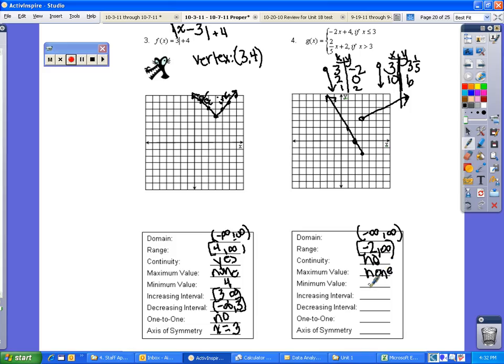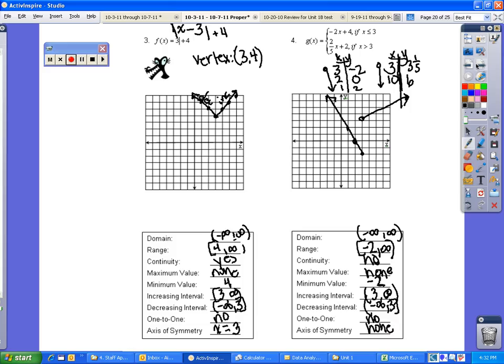The minimum value is at -2. It is increasing from 3 to infinity. So you're going to, again, open interval from 3 to infinity because of the open circle. There we go, 3 to infinity. Decreasing here from -infinity to 3. And this time you do want to include 3, so that's where you're going to use the square bracket. It is not one-to-one because it fails the horizontal line test, and there is no axis of symmetry.